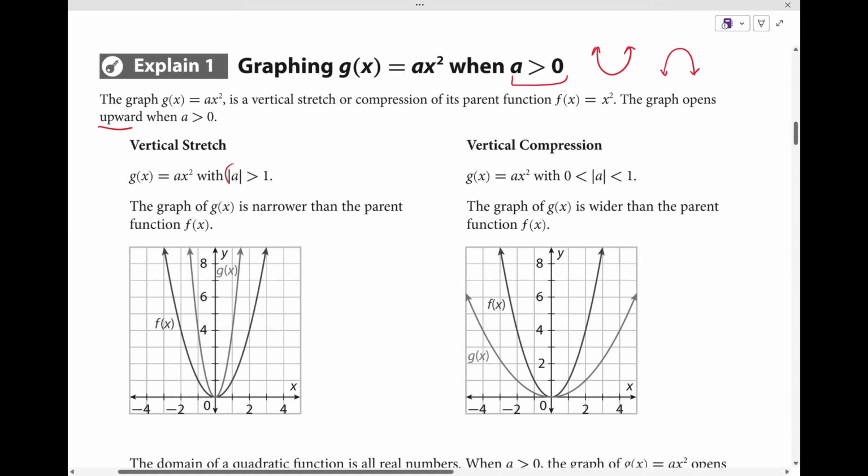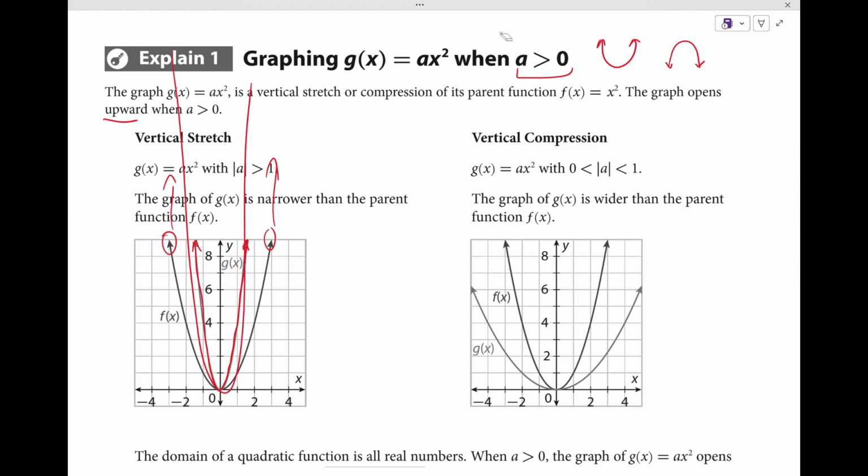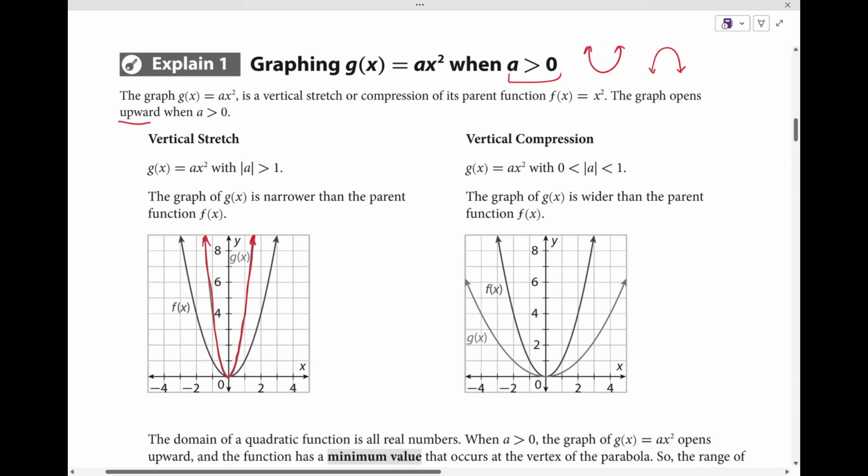When the absolute value of a is greater than 1, our graph is going to get narrower than the parent function. So here's the new function. f(x) is the parent function, g(x) is the new one. It's getting more narrow. We actually call this a vertical stretch, because really I'm taking these ends and pulling them up like a rubber band, and it's stretching. So we call this a vertical stretch when a is greater than 1.